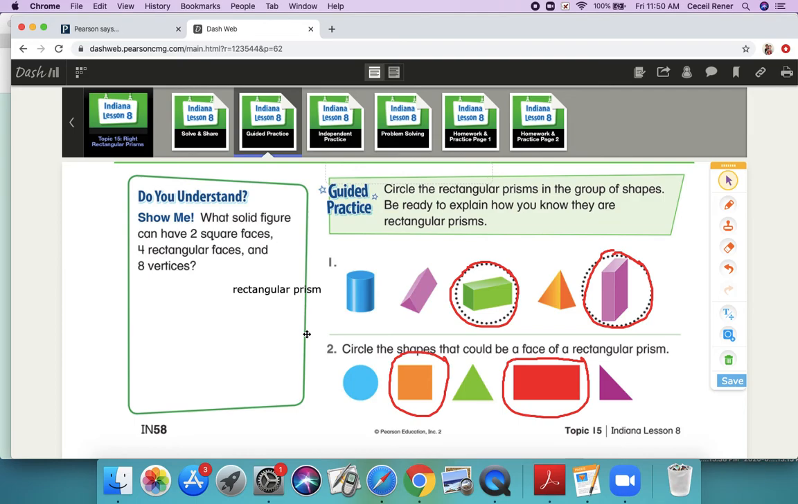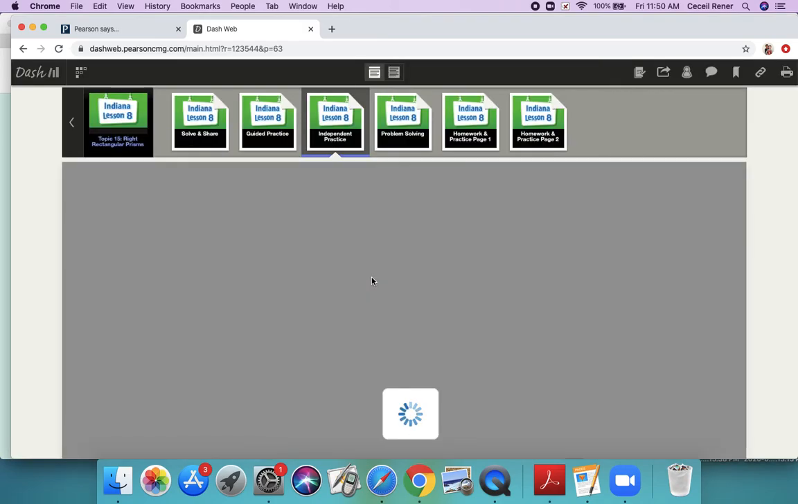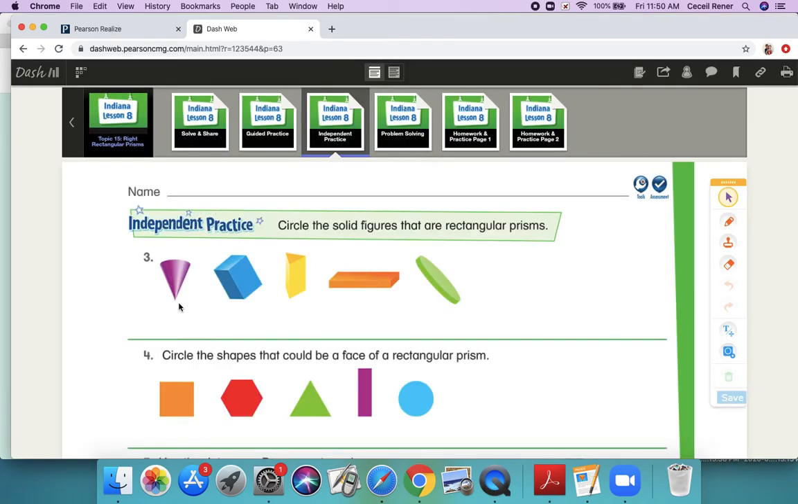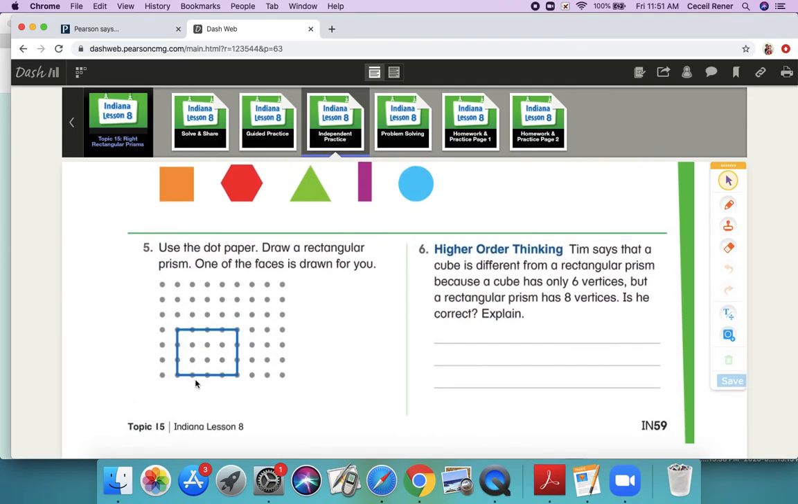So now let's see what you have to do. We're going to leave our page here. Now we're going to have to look and see which of these shapes are rectangular prisms in number 3 and 4, and what could be the face of a rectangular prism. Now here, you're going to draw a rectangular prism, and you get to use your dot paper. You've done that before. And here we have our higher order thinking, our HOTS questions. I think you'll be able to handle that.